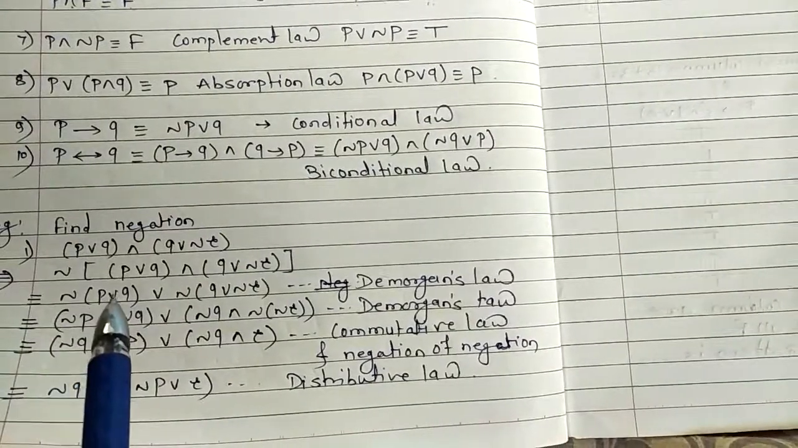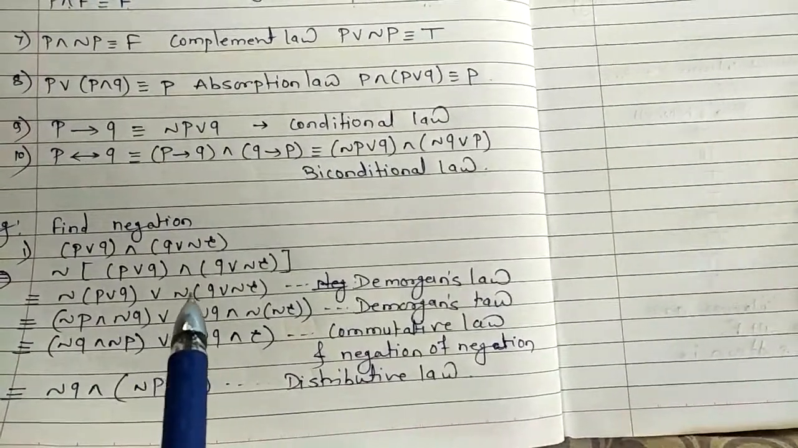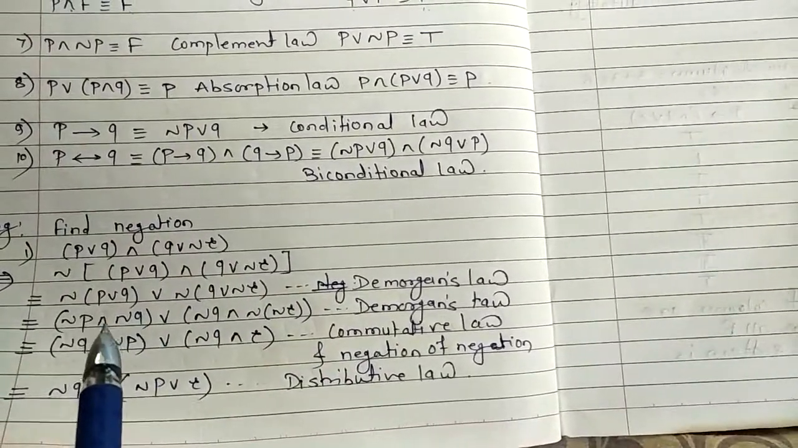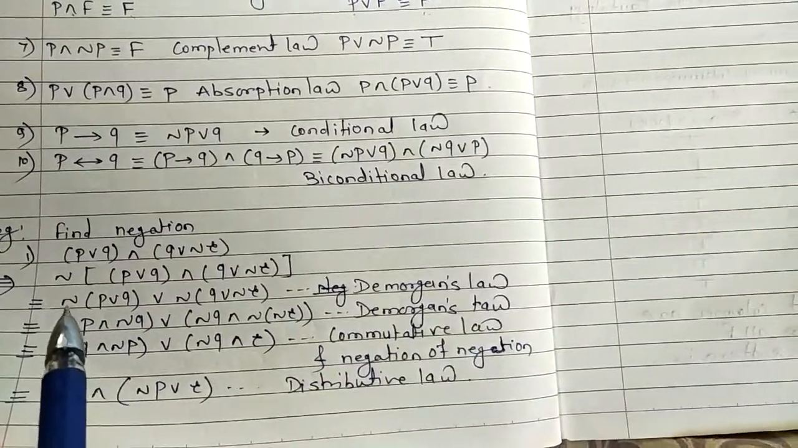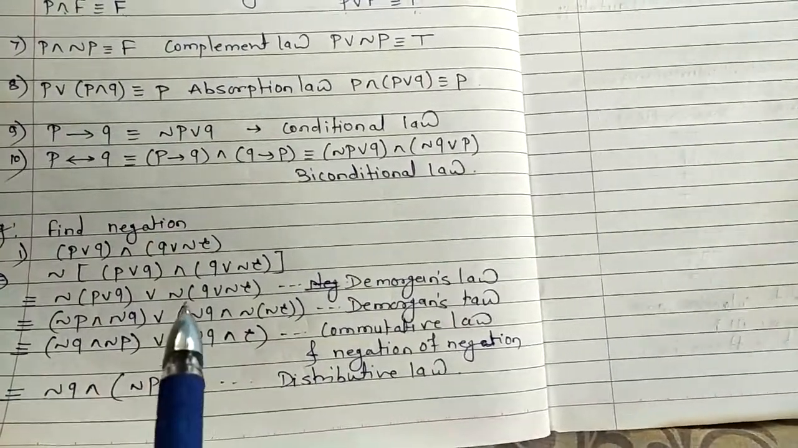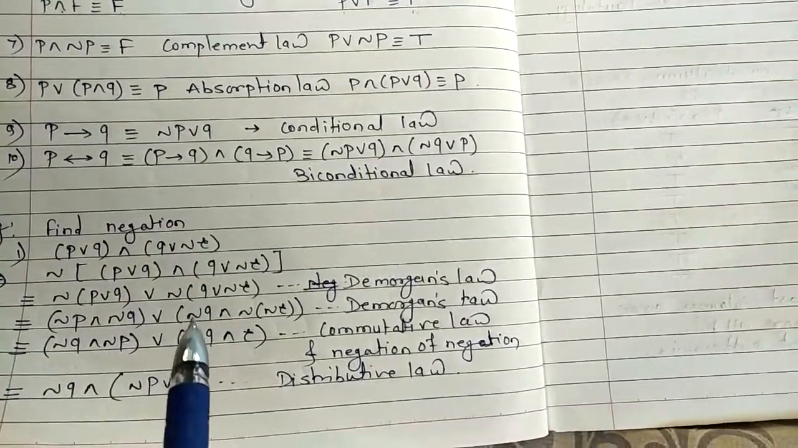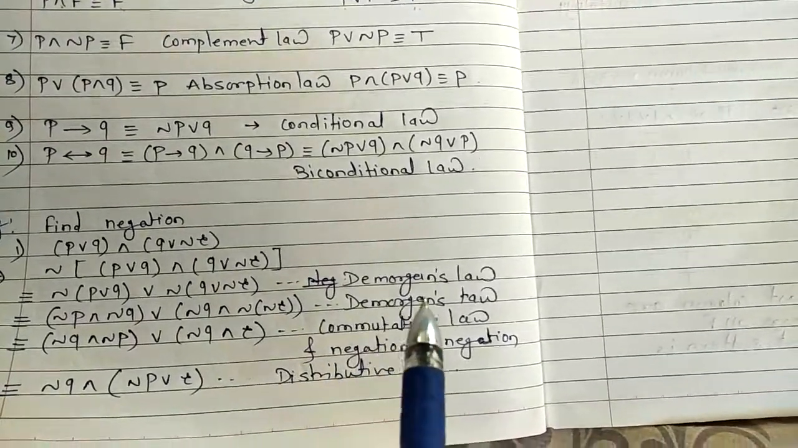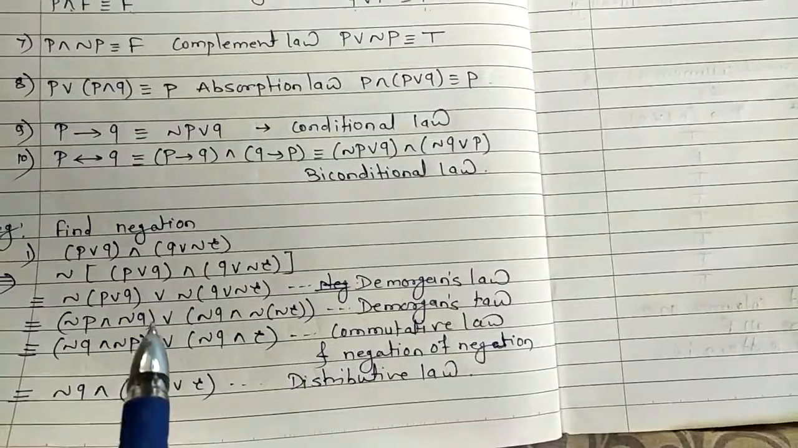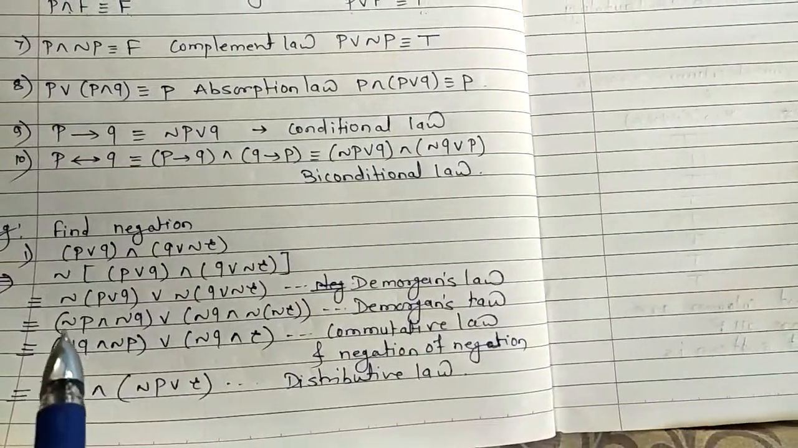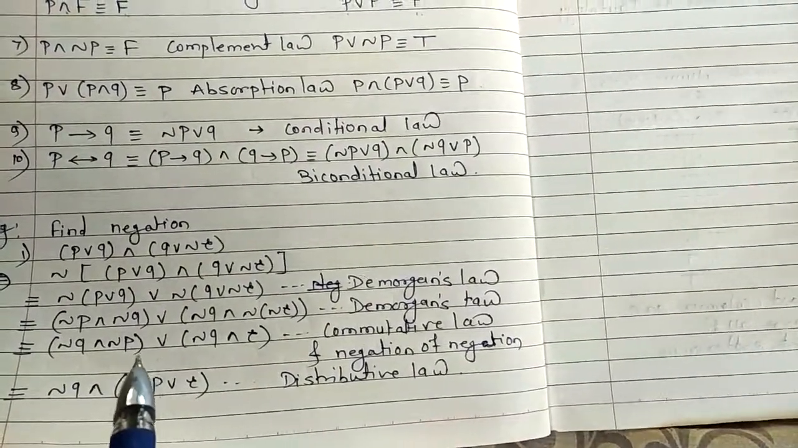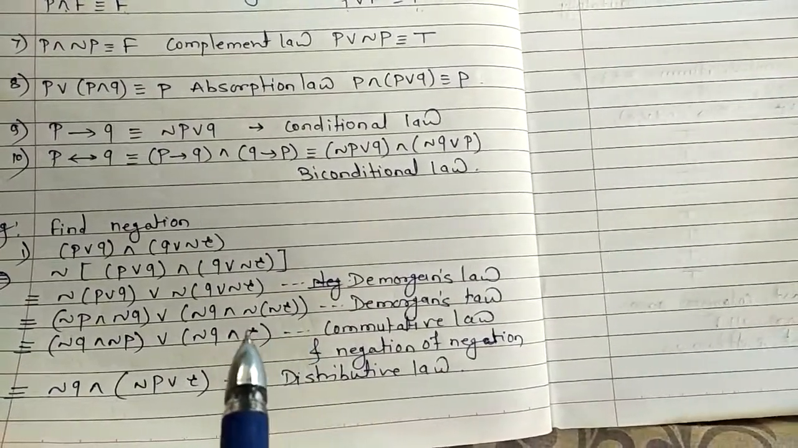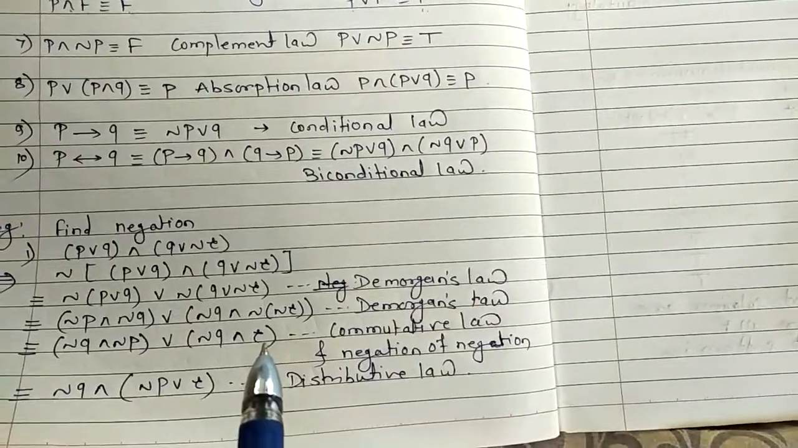Then we can apply the negation of the disjunction. We know that the negation of a disjunction is a conjunction, applying the negation on both statements. Similarly we apply the negation on Q or R, giving negation Q and negation R. Again it is De Morgan's law. Then we write negation Q first, and then negation P or negation Q as it is, and we know that the negation of a negation gives the statement as it is.